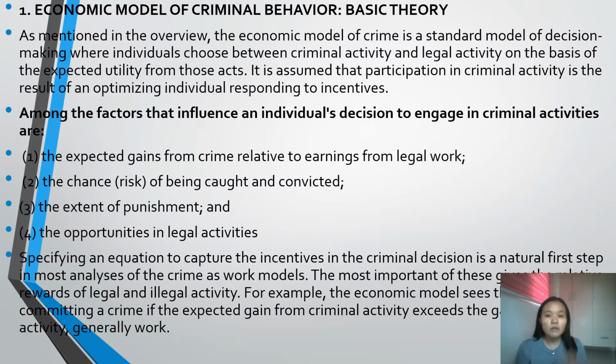So, dito sa economic model, nakikita or kaya nila ginagawa yung criminal activity na yun kasi mas marami silang makukuha, kaysa doon kapag ginawa nila yung legal work. Okay? Doon sila ngayon magdidesisyon kung saan sila makakakuha ng mas maraming earning.